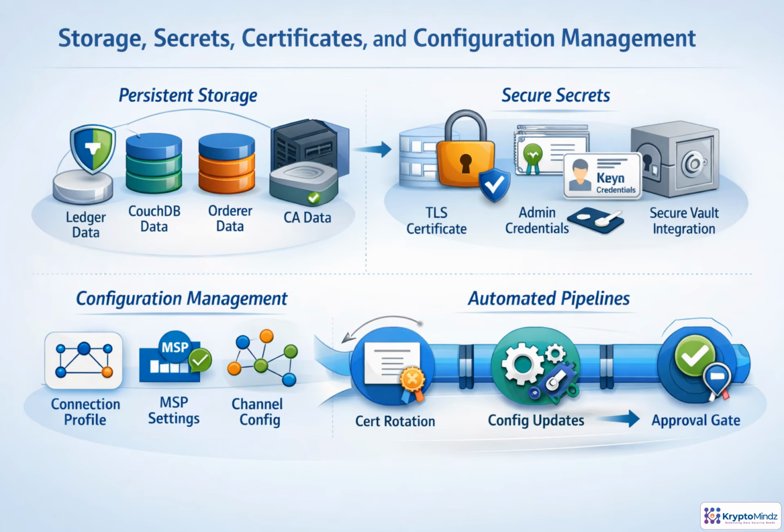Reliable Fabric operations depend on treating state, identity, and configuration as controlled assets. Ledger data, CouchDB, orderer data, and CA databases need persistent volumes with the right performance and backup policy. Private keys, TLS material, and admin credentials belong in Kubernetes secrets or an external vault. Connection profiles, MSPs, channel configuration, and chaincode references should be separated and versioned. Certificate rotation and configuration changes should move through approved automation, so trust does not depend on manual heroics.